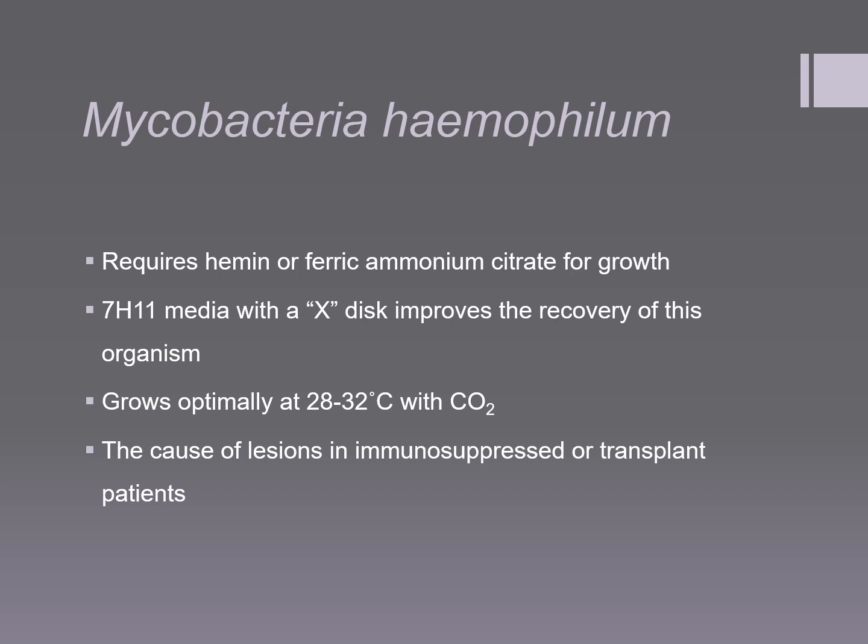Finally, we have Mycobacterium haemophilum. This may be an opportunistic organism in AIDS patients or people that have Hodgkin's lymphoma or transplant patients. It does require hemin or hemoglobin, hence its name, or ferric ammonium citrate for growth. The 7H11 media will have an X disc placed on the media for recovery of this organism. It grows optimally at 28 to 32 degrees Celsius, and it can cause lesions in immunosuppressed or transplant patients. So this is Mycobacterium haemophilum.